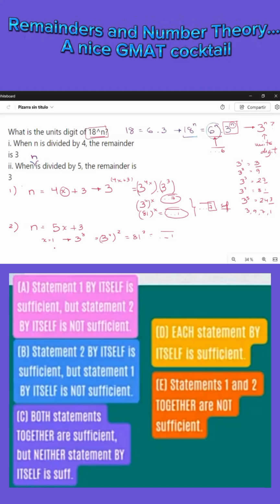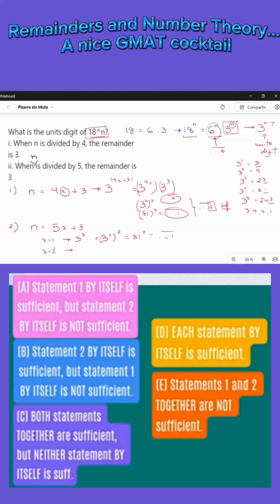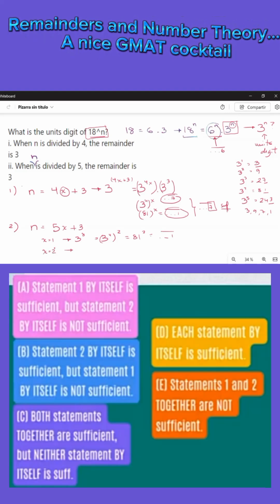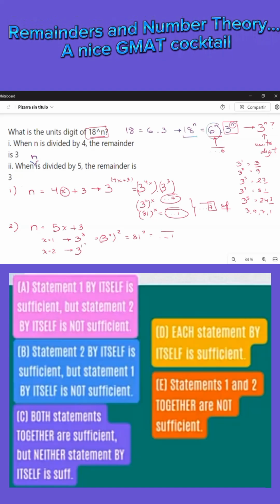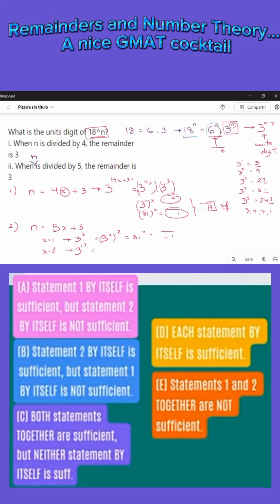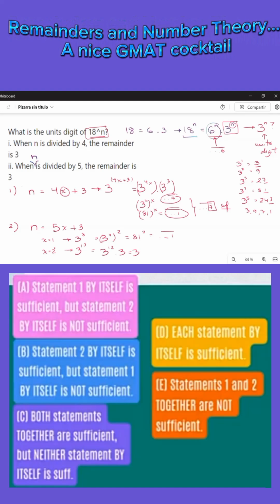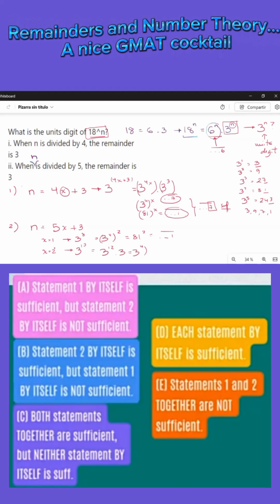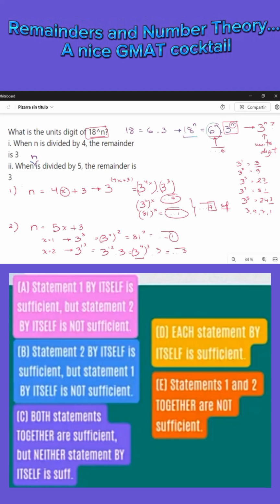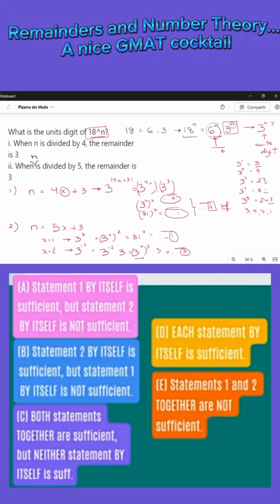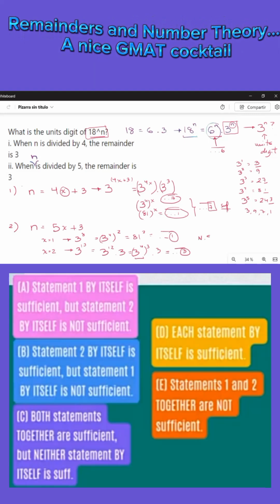Okay, with this case, good. But what if x were 2, for example? This would be 5 times 2 plus 3. In other words, n would be 13. So we would have 3^13, but this would be the same as 3^12 times 3, and 3^12 is the same as (3^4)^3 times 3. So now we know that with a different units digit for 3^n, we will have a different units digit for 18^n. So statement 2 alone is not sufficient.